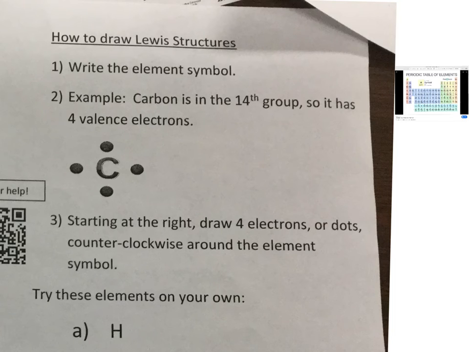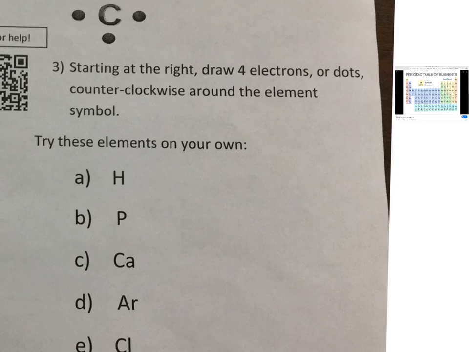You can't bunch them up. Each direction, up, right, left, and down, can only have up to 2 electrons total, but you got to do them one at a time. You got to fill them up one at a time. So since it had 4 valence electrons, we went 1, 2, 3, 4. Let's try it for some of these other ones.